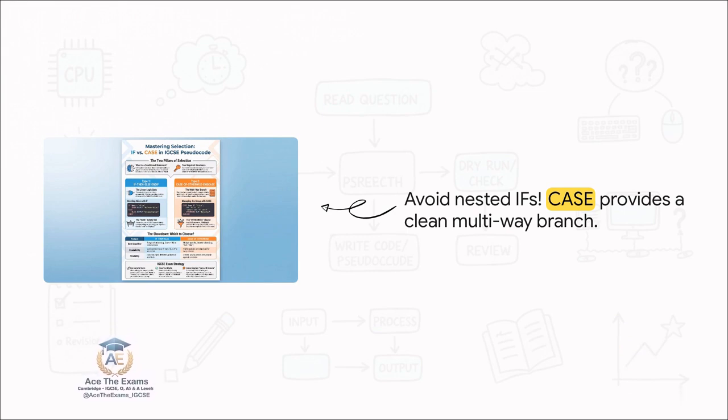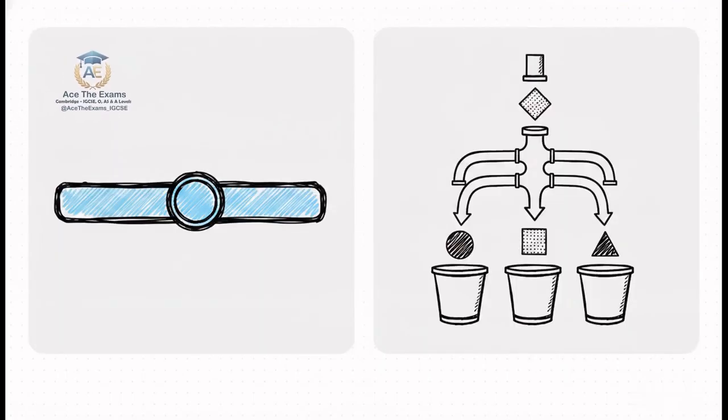In pseudocode, we have if statements, which act as a linear logic gate, moving step by step through true or false conditions. And then we have case statements, which give you this clean, multi-way branch based on specific values. A massive trap students fall into is just spamming nested if statements for everything, which makes their algorithms incredibly hard to read. And this right here is the exact exam upgrade you need.